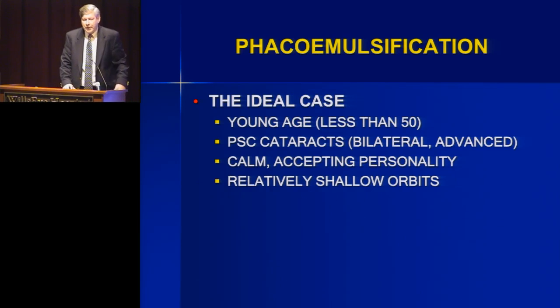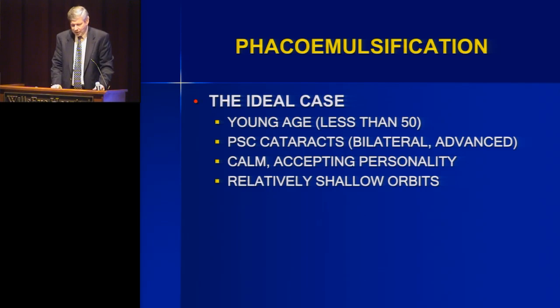The ideal case for phacoemulsification is a young patient, which means their lens is not going to be that hard. They have a PSC cataract, which means they're going to see well afterwards. They're going to notice a dramatic difference. They have a calm, accepting personality and relatively shallow orbits.